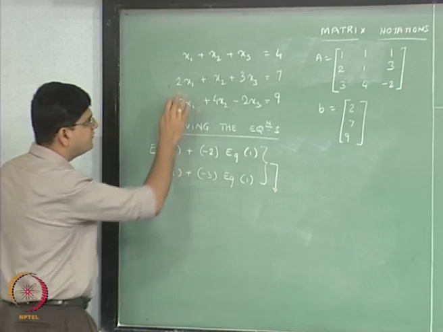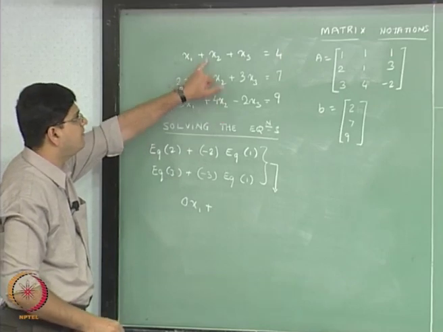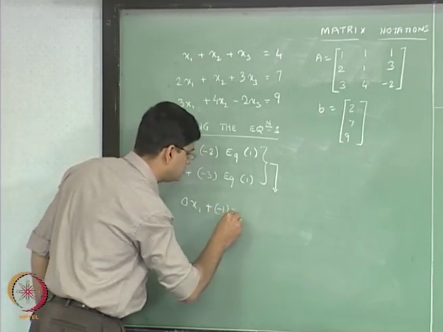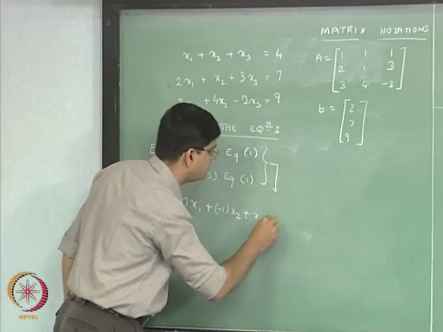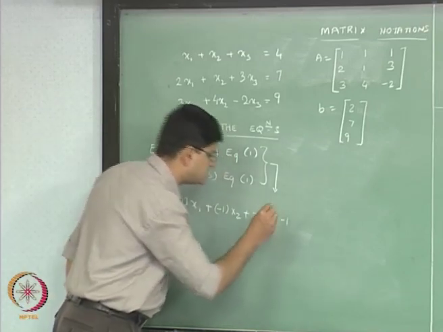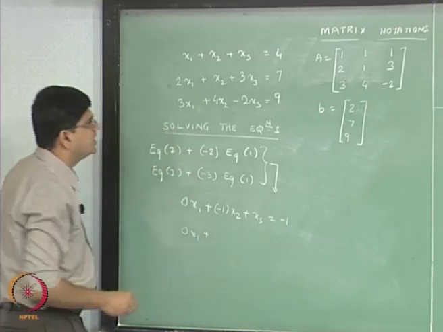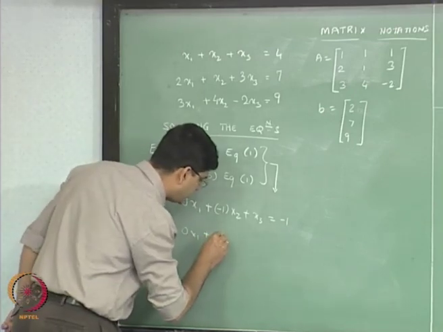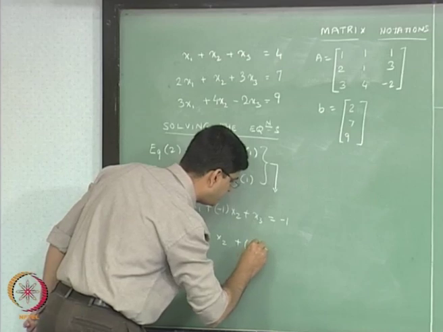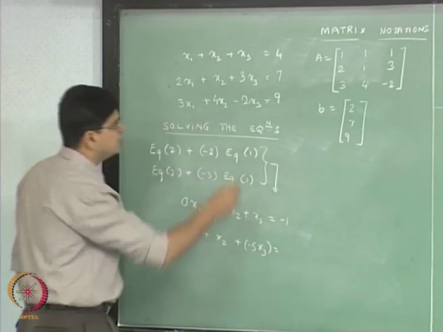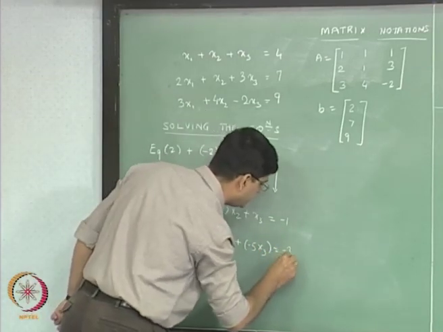okay, and they will give 0 x1 plus 1 minus 2, that is minus 1 x2, plus 3 minus 2, that is 1 x3, equal to 7 minus 8, that is minus 1. We will again have 0 x1 plus 4 minus 3, that is 1 x2, plus minus 2 minus 3, that is minus 5 x3, equal to 9 minus 12, that is going to be equal to minus 3.